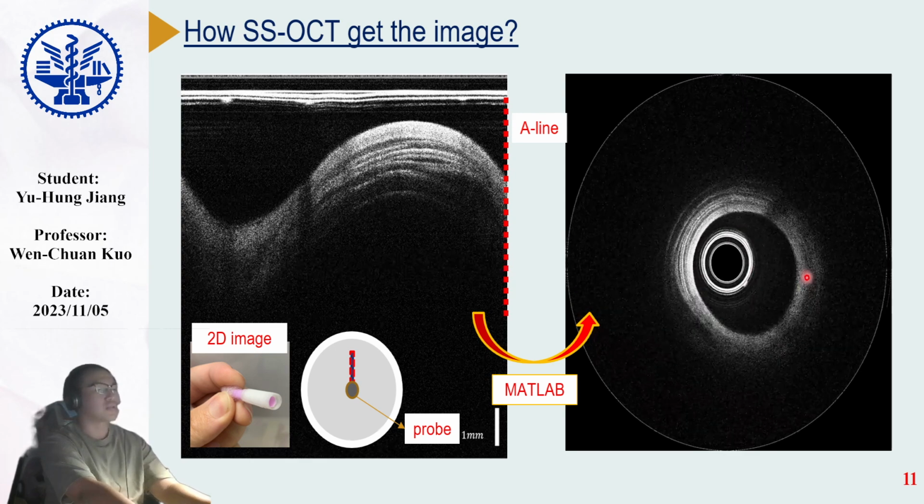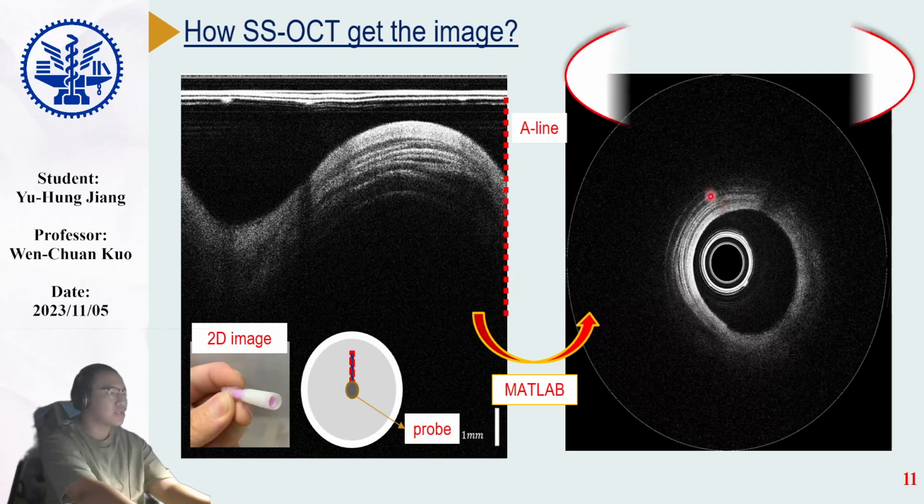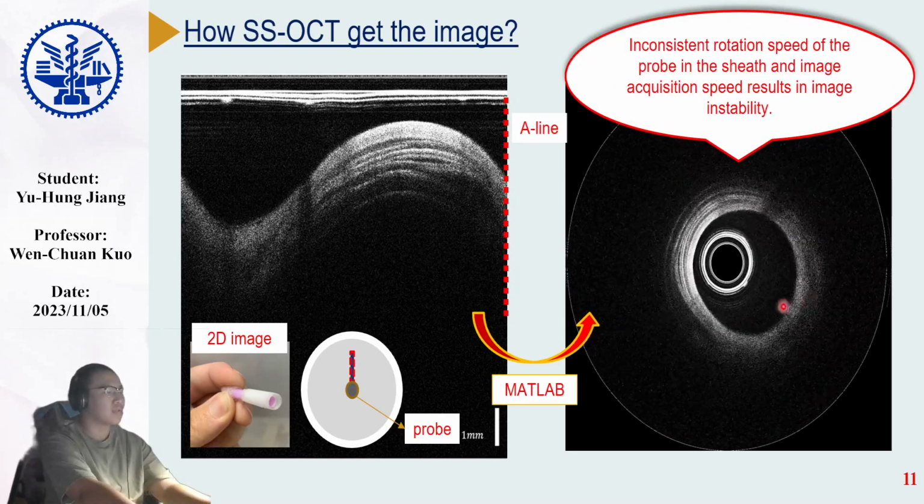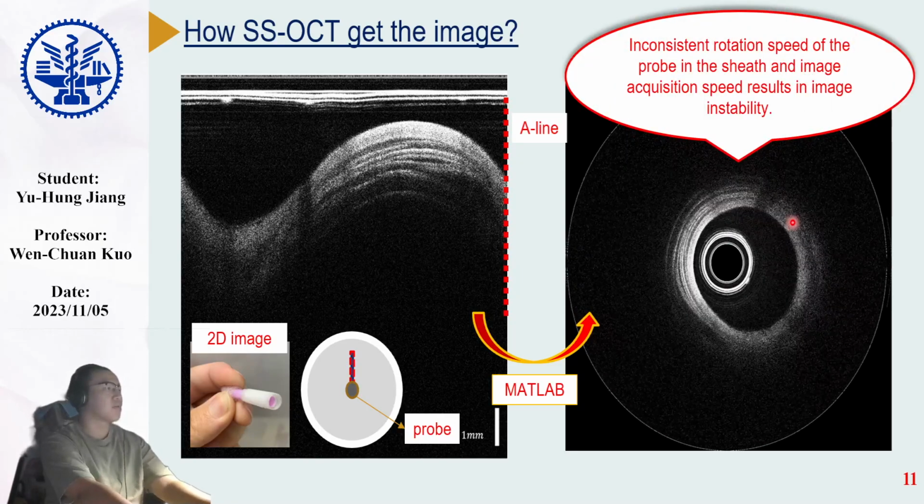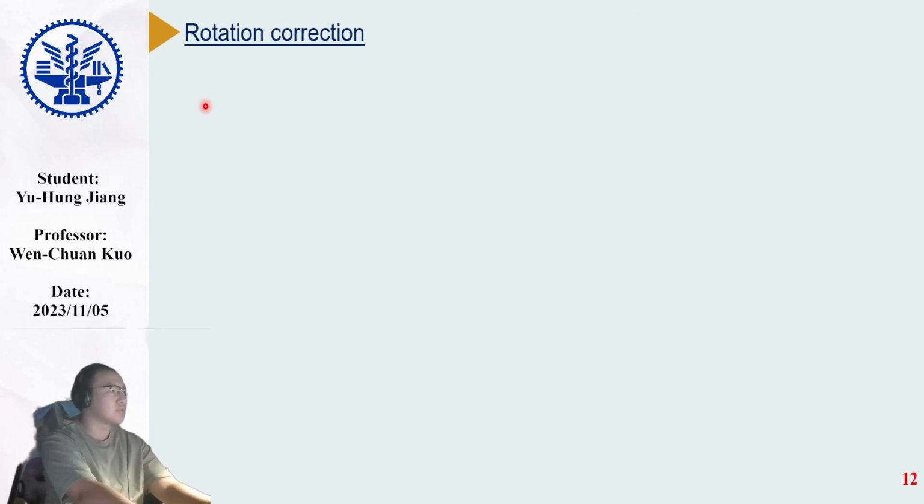OCT can also observe the conditions of the respiratory tract. But in the polar image, we can see shaking of the image. It's a problem. So we need software for rotation correction.